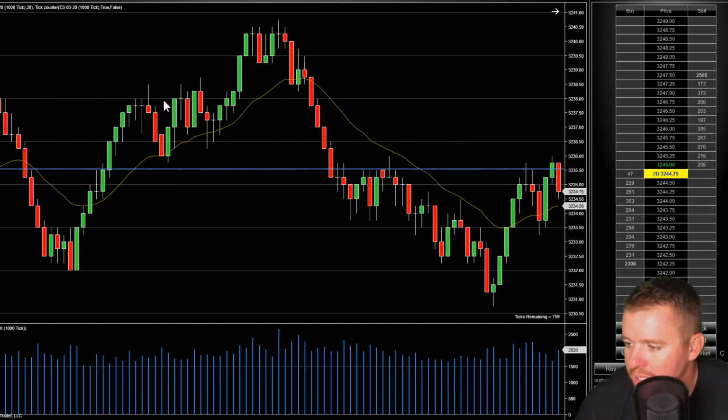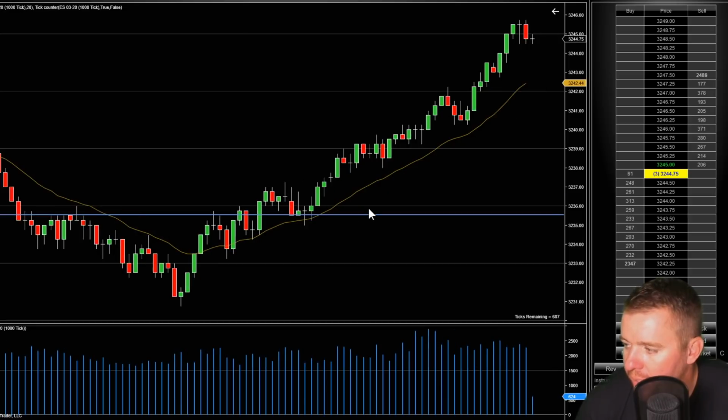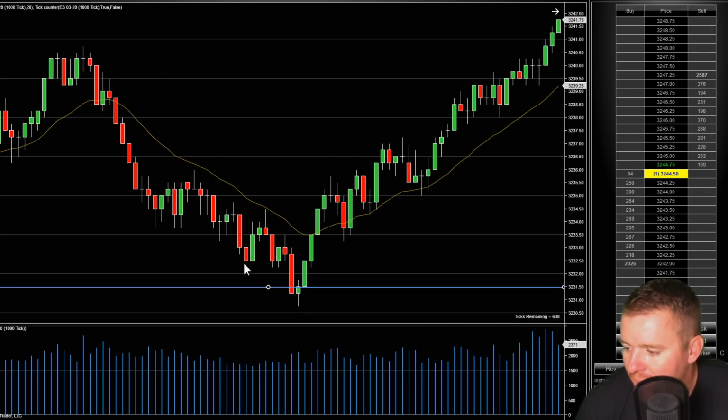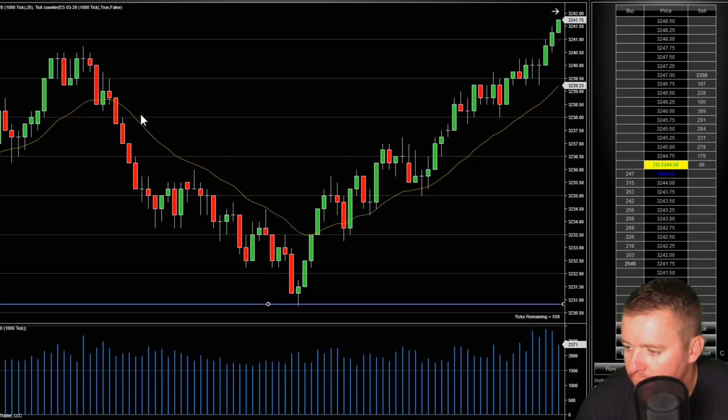Again, it's still just some indecision here. Again, not a solid trend through here, so not really looking at that one. But here we go. Now this could be an opportunity. We did get a downward trend there. We got the break through here. We pulled all the way down to here.